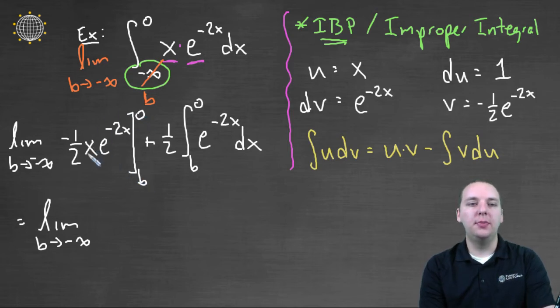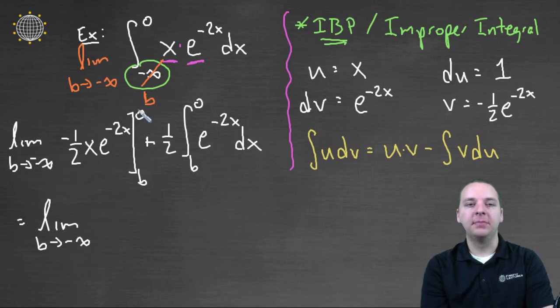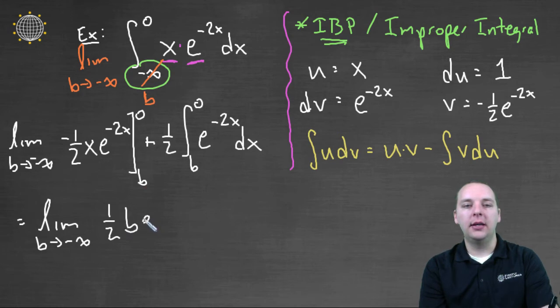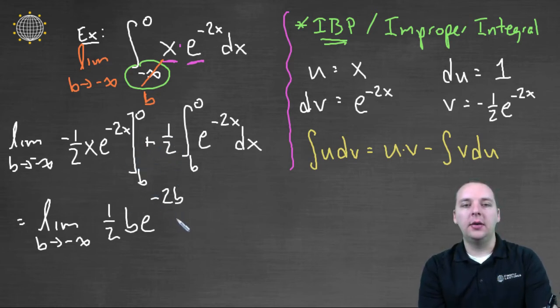If you plug in a b, you'll get negative 1/2 b e to the negative 2b. But since we're subtracting, plugging in 0 minus plugging in b, the minus and this negative will make a plus 1/2 b e to the negative 2b. Okay, so we just went ahead and plugged those in right now. We could have waited until we did this integral, but I think that's okay.